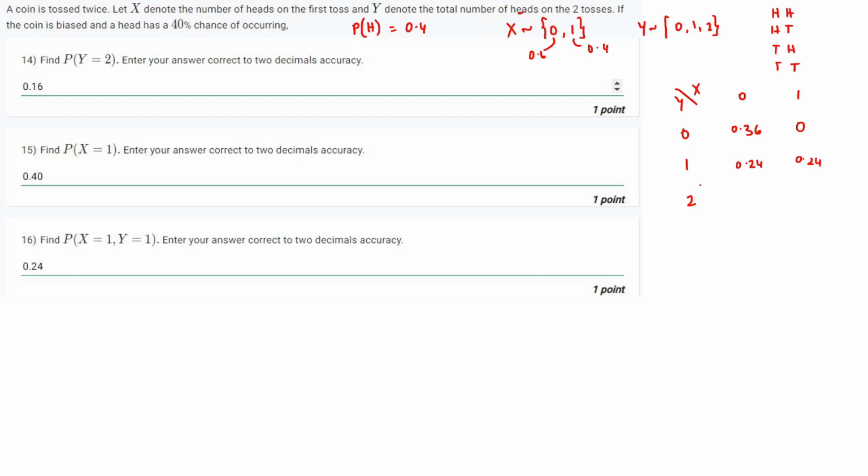Finally, this case is also not possible, since the total number of heads is 2 and I cannot get tail on the first toss. So this possibility is 0. And finally I'll have head on both, head and head, and that is 0.4 into 0.4, that is 0.16. Now the next question.